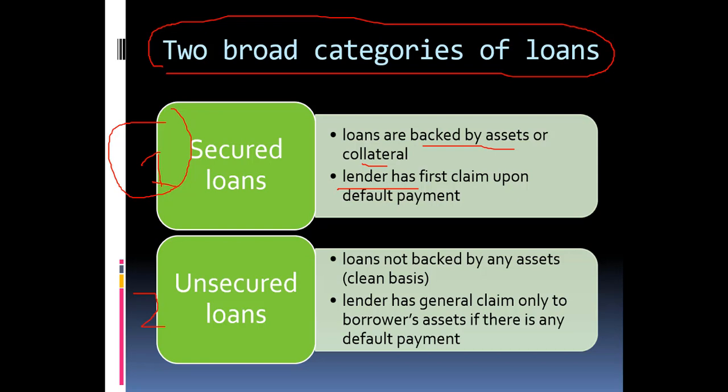The secured loan is protected by an asset or equipment, but the unsecured loan is not protected by any asset. We call that a clean basis. So the lender has general claims only to the borrower's assets if there is any default in payment. The borrower here has lower risk, but the interest is higher, and the lender has more risk because the loan is not protected by any asset. Examples of this category of unsecured loans are credit cards or personal loans.